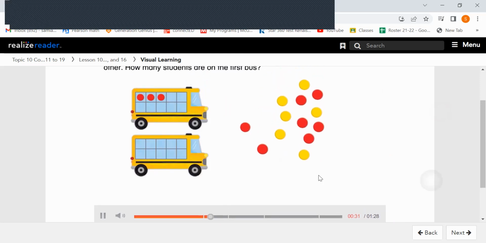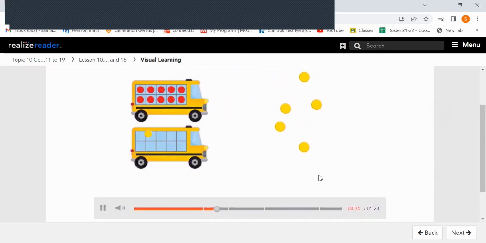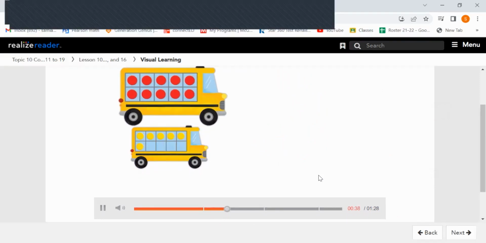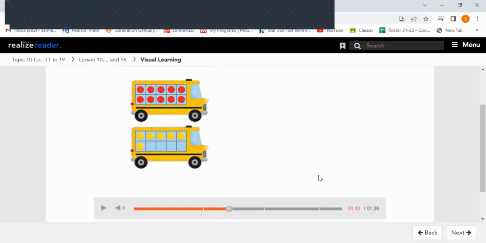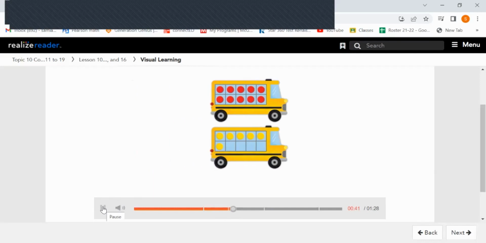Jada uses a double 10 frame to arrange the counters and fill one bus before the other. How many students are on the first bus? We have 10. There are 10 students on the first bus. How many students are on the second bus? There are 6 students on the second bus. How many empty seats are on the second bus? There are 4 empty seats.